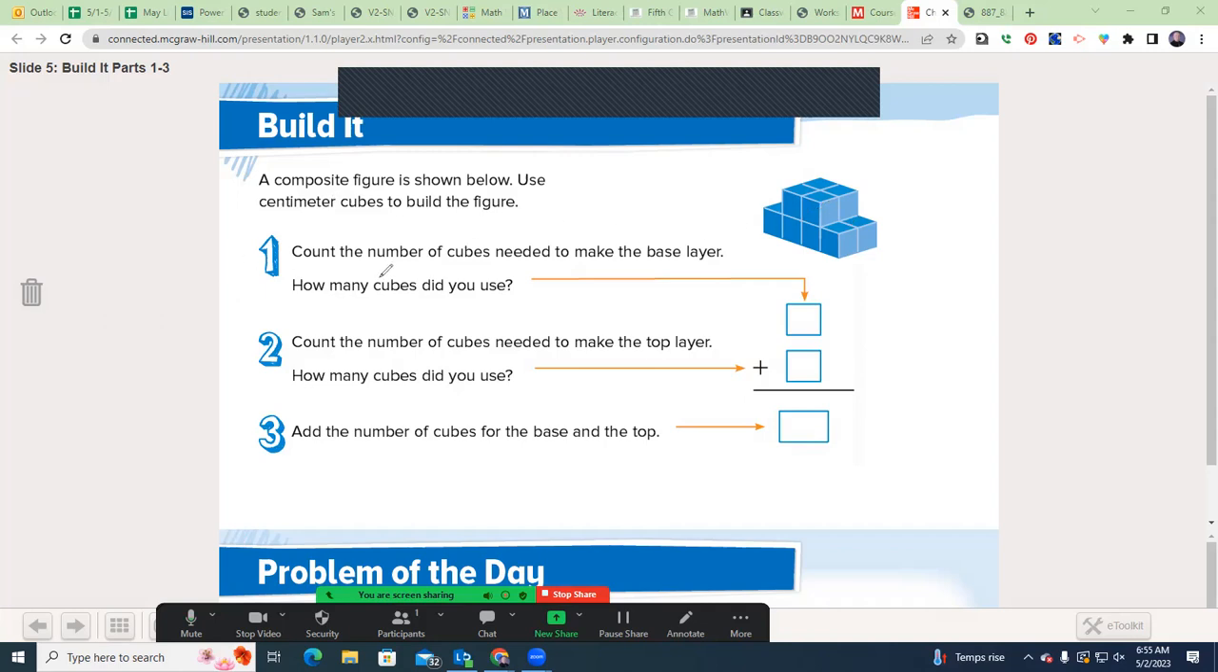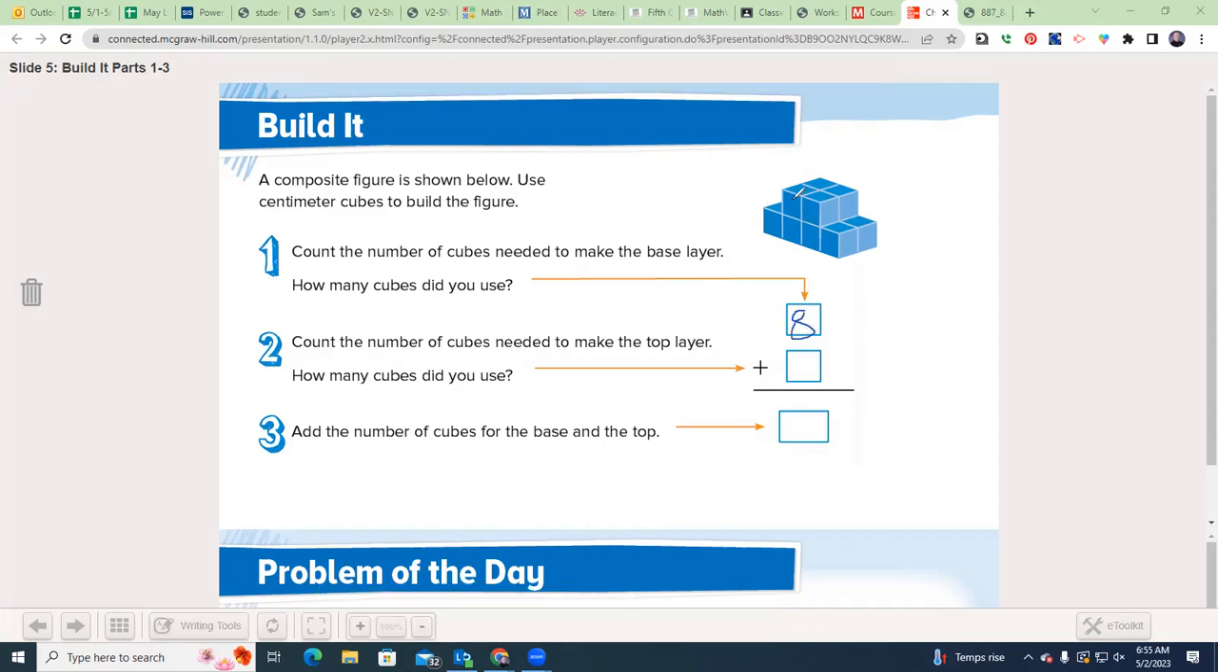So looking at step one, count the number of cubes needed to make the base layer. The base is the bottom. And we can look and see 1, 2, 3, 4, 5, 6, 7, and 8. So I used 8 cubes. Now the top layer, 1, 2, 3, and 4. Now I could put them together, and that would give me 12. This is an additive situation. We're going to add them together. So make sure those are written in.